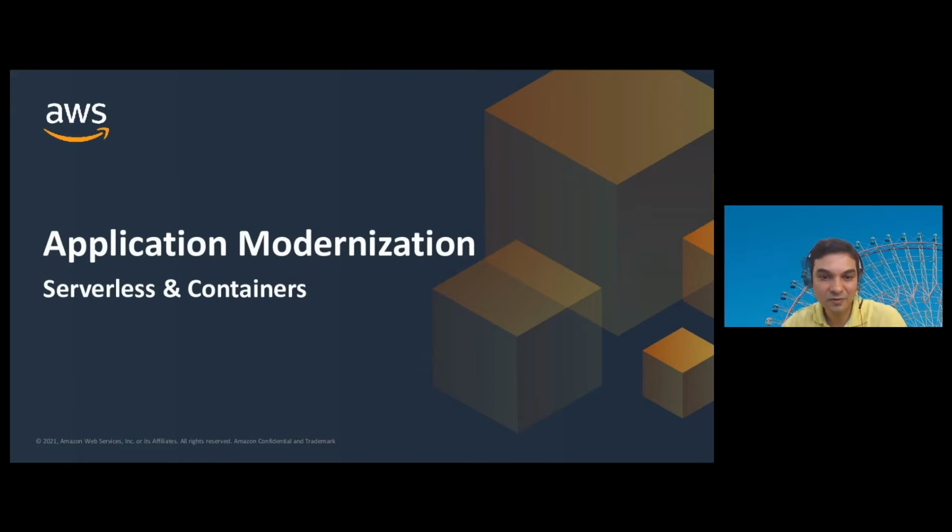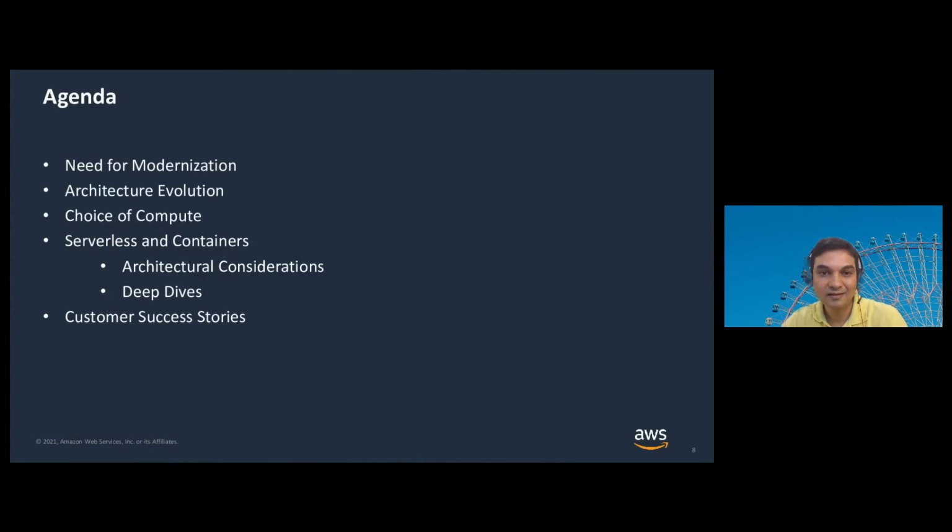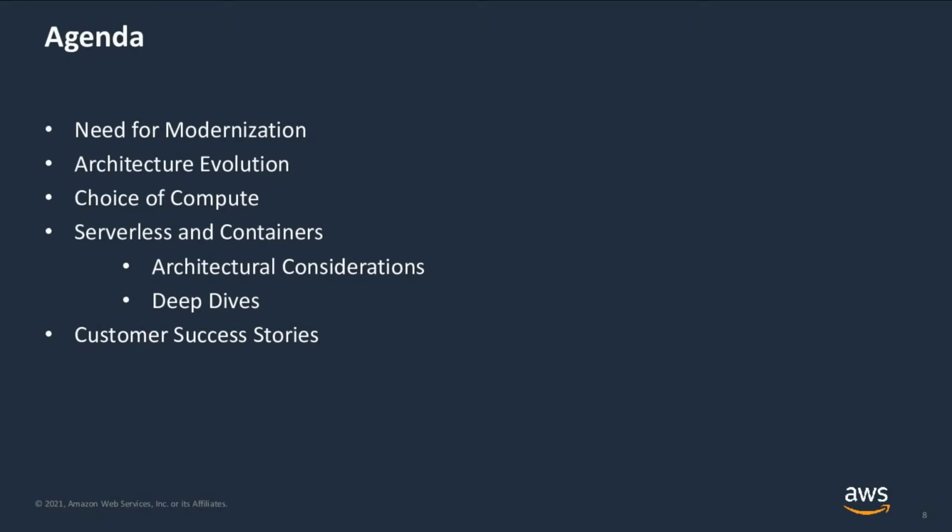With that, let's look at the agenda now. So we'll first discuss the need for modernization and evolution of architectures. We'll explore the computing options you have when looking at cloud native architectures. We will then go deep into containers and serverless, and then look at how some of our customers are using serverless and containers for their modernization goals.